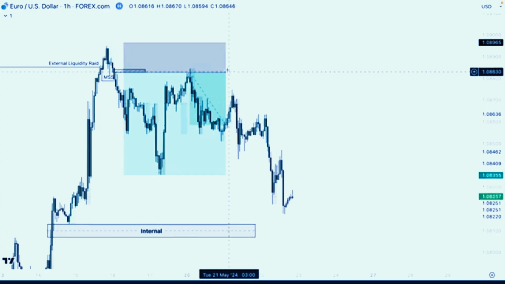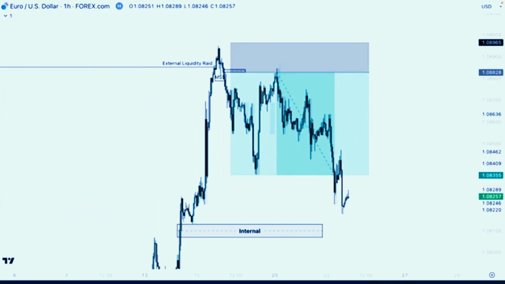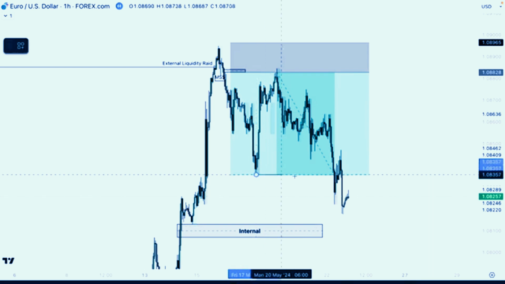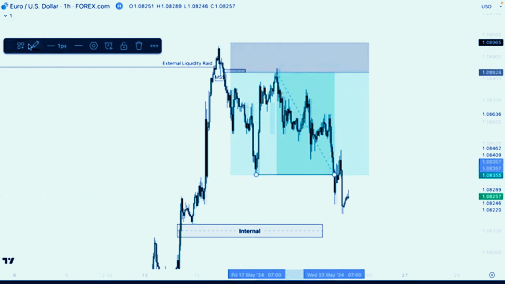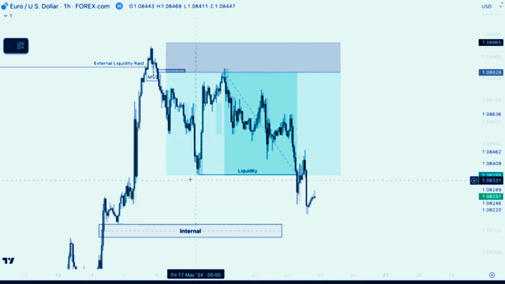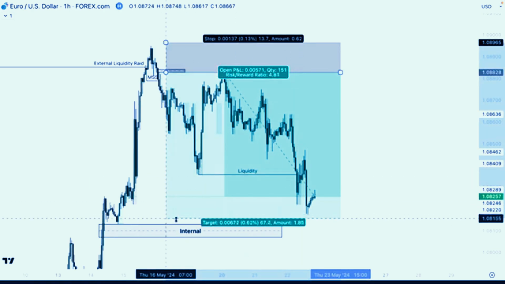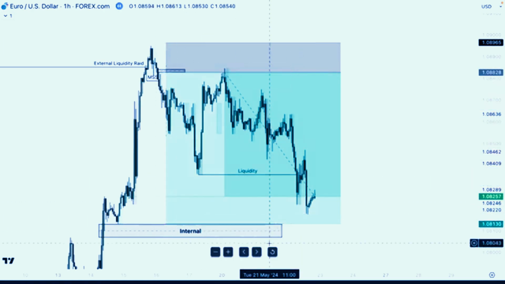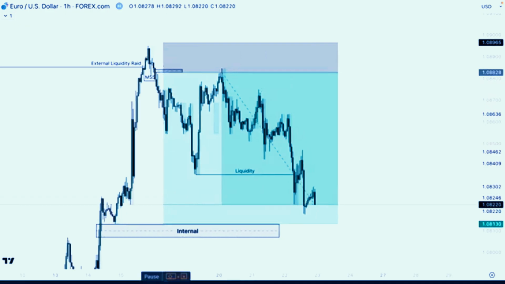Over here you can see the market also ran down to this liquidity pool over there that you can also go ahead and take partials, and then you leave whatever is left of your position. You can leave until the internal range is hit. Let's see if it gets hit.